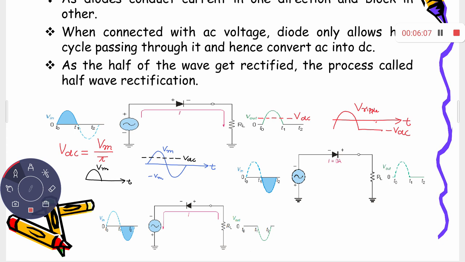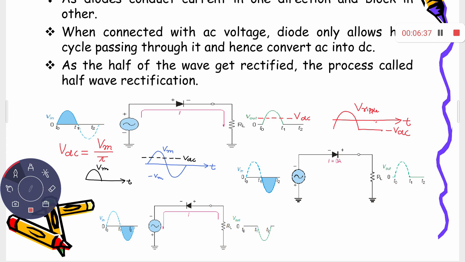You have the DC part, that is Vm by pi. And apart from that, you have some time varying signal, that is the ripple part. And this ripple is a measure of how good your rectification is. So, suppose we have a choice of rectifier circuits. Then for a good rectifier, this ripple part should be small.